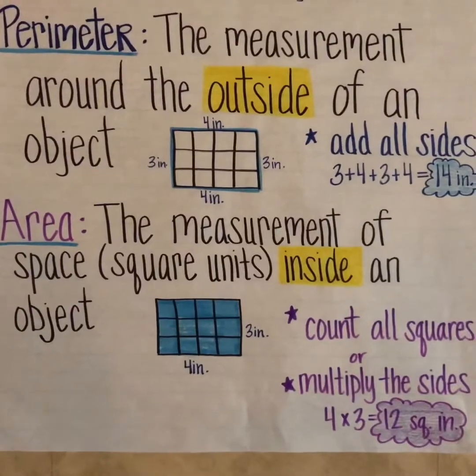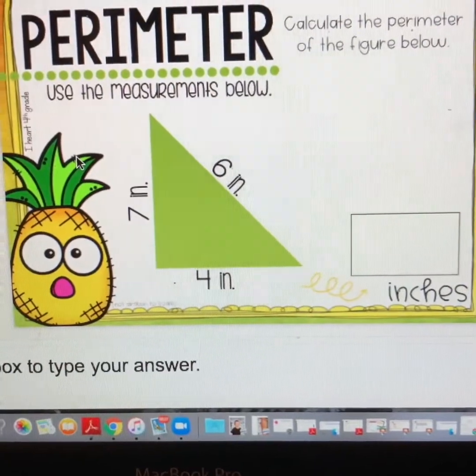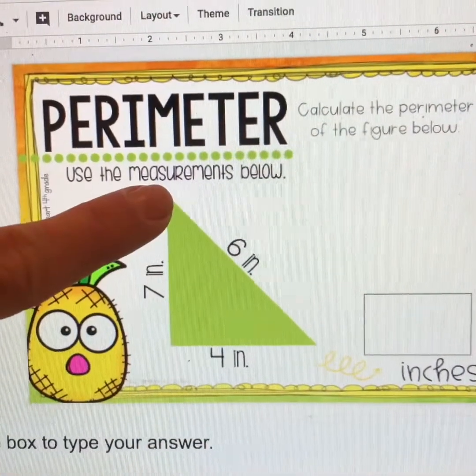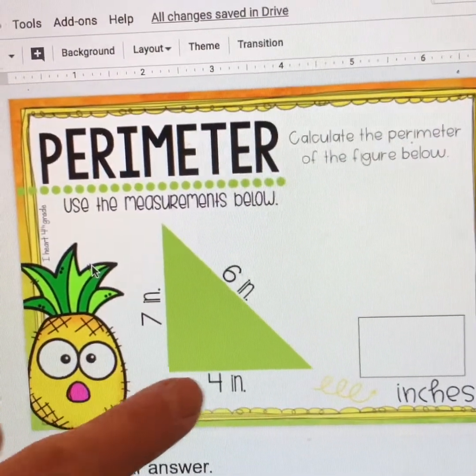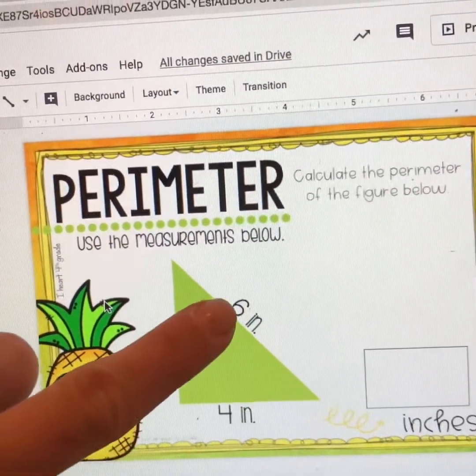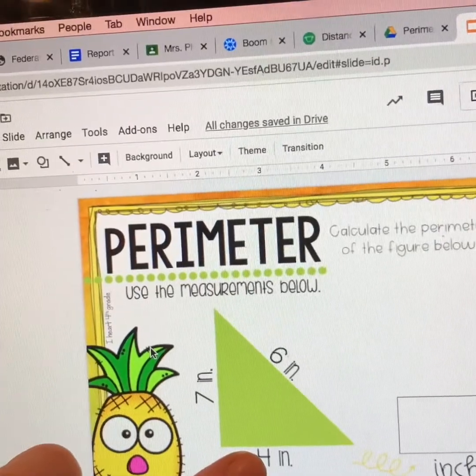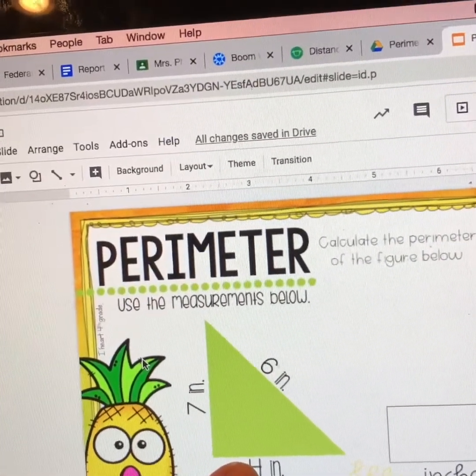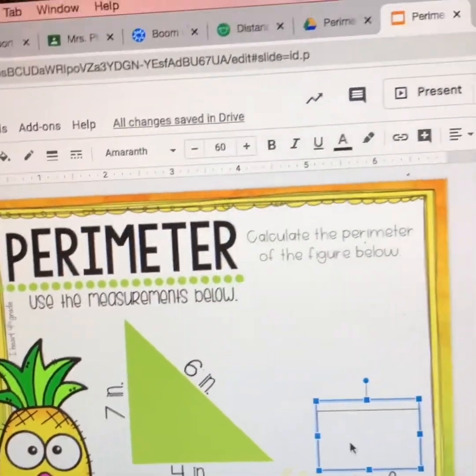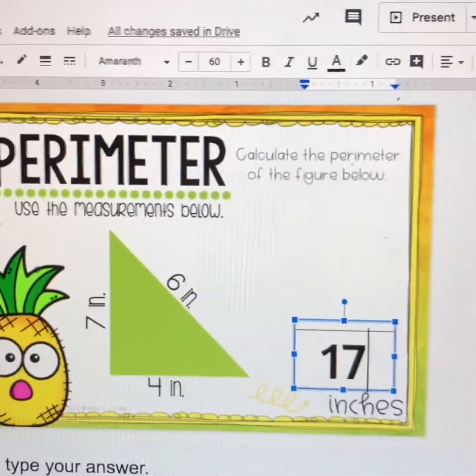All right, let's do some practice. Okay, let's practice figuring out the perimeter of some polygons. As I mentioned, the perimeter is the length around a shape. This triangle is 7 inches by 4 inches by 6 inches. So I need to add 7 plus 4 plus 6 to figure out the perimeter. I know that 6 plus 4 is 10. That's a friendly number. I'm going to do that first. 6 plus 4 is 10, plus 7 is 17. And the word inches is already written for me, so I don't need to write that.